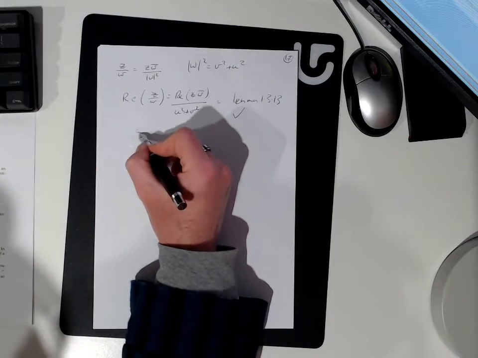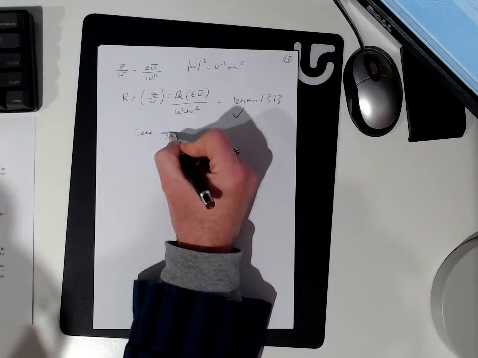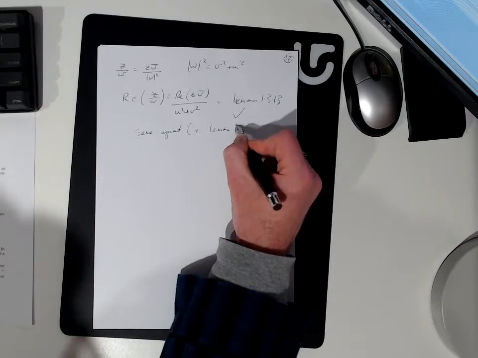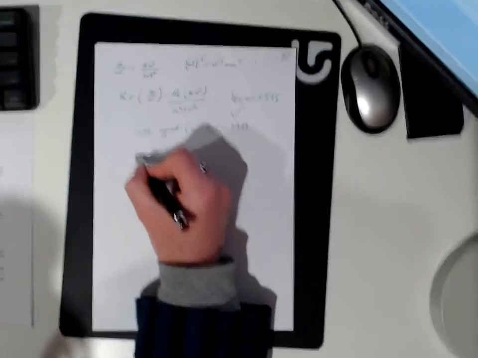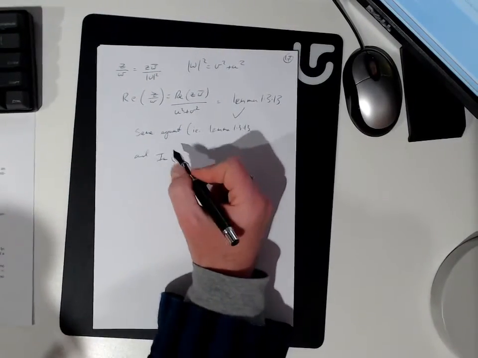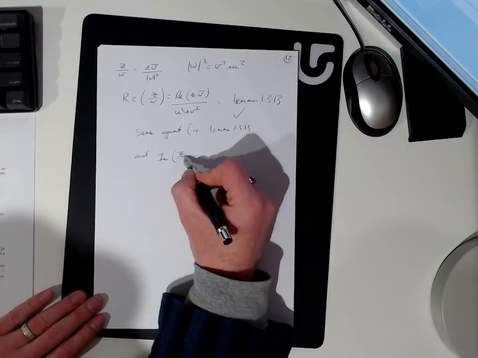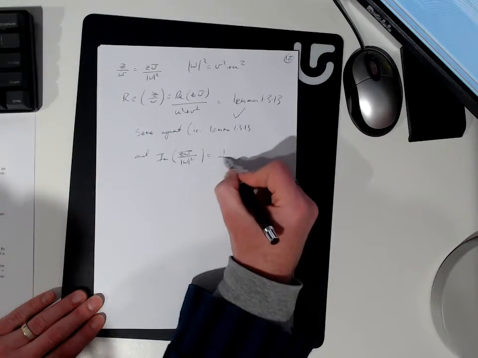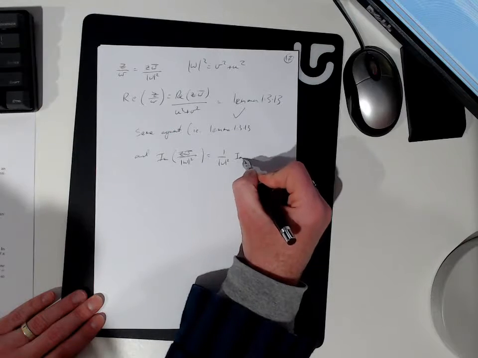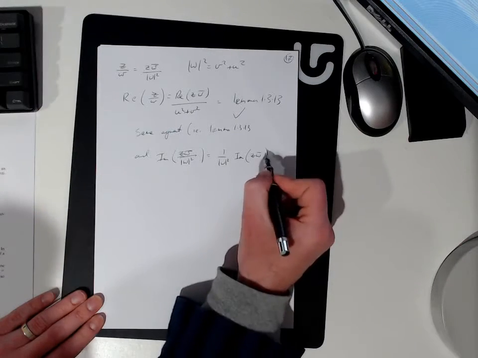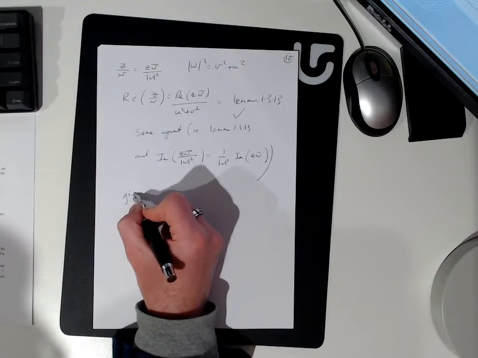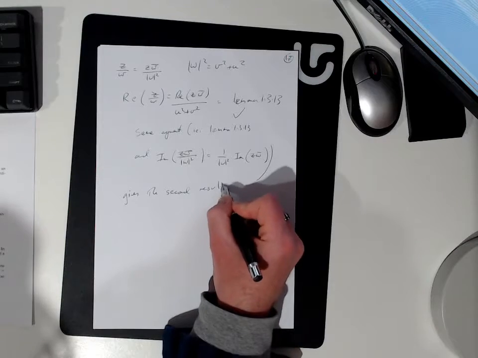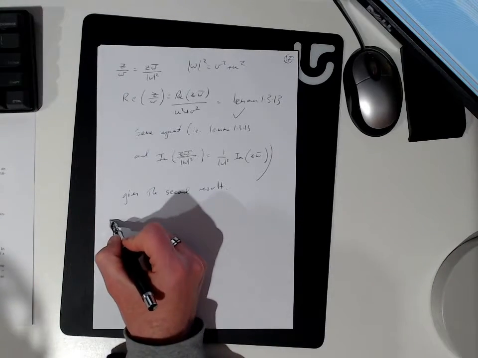Okay, so the same argument, i.e. lemma 1.3.13, and the imaginary part of z w bar over the modulus of w squared is equal to, gives the second result. Okay.